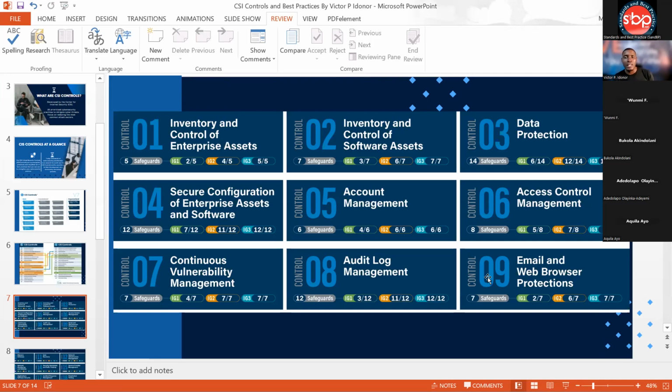So account management is in control 5. Control 6 talked about access control management, continuous vulnerability management, audit log management, email and web browser protections. What policies, what security solutions, what control measures do you have in place covering your emails and web browser protections? It doesn't end at your emails, even your email client. What email client are you using? How secure is it? What protocol are you transmitting from? Are you transmitting on HTTP or HTTPS? You should know which to go for per time, and we should always ensure we are transmitting on a secure protocol.